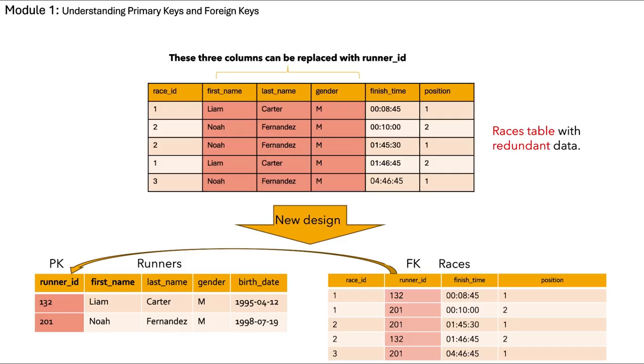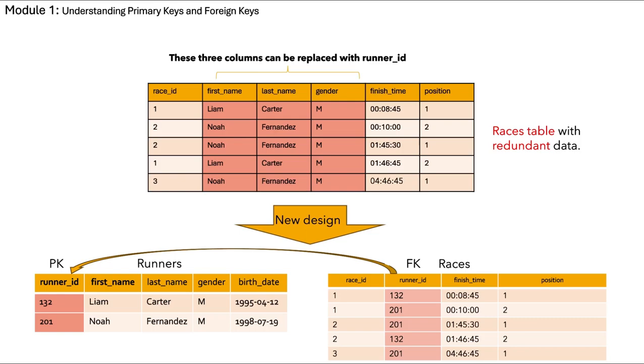We can find this runner in the other table if we need more details about him. This will help us save space and establish a clear relationship between these two tables. In short, we will store only the runner ID instead of repeating the first name, last name, and gender each time. The details for each runner ID will be stored in another table once.